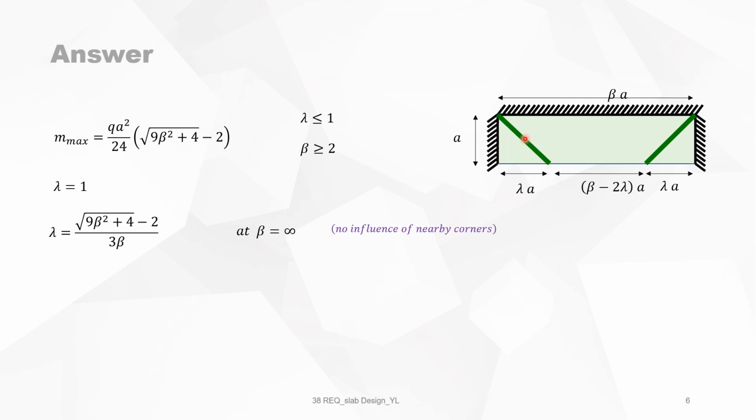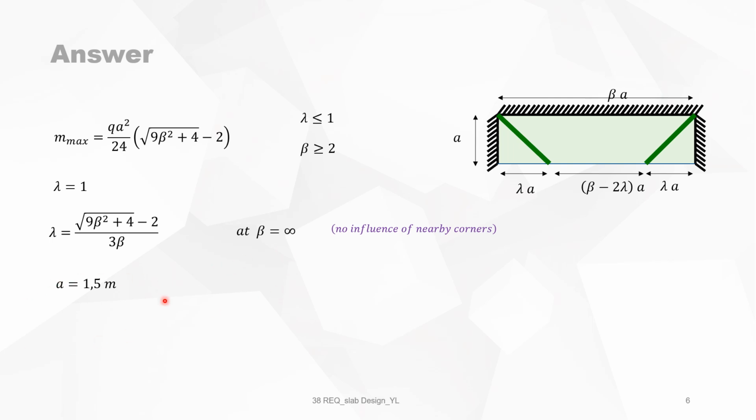So this means that the 30, 45, 60 rule in this case is in fact only valid if there is no influence at all from the other nearby corners, because that means beta is almost infinite.